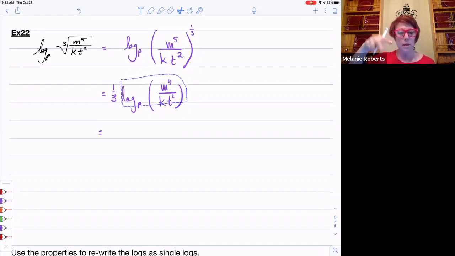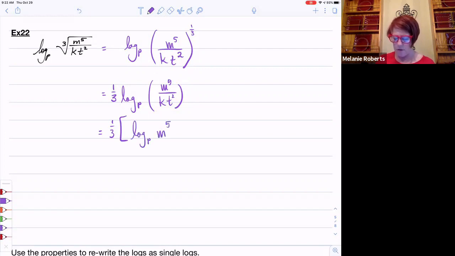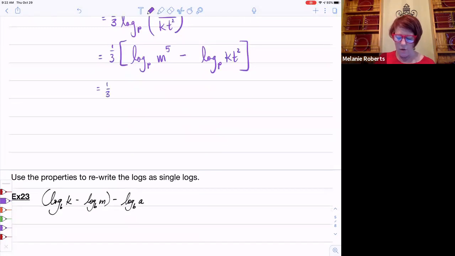Since I'm going to split this into 2 logs, the 1/3 out in the front needs to go to both of those logs. And so I'll just put these 2 logs in a bracket so that I can pass the 1/3 out later. So we have log base p of the top, m to the 5th, minus log base p of the bottom, which is k times t squared. Okay, so there's my splitting of 2 logs. All right, so we've got our 1/3.